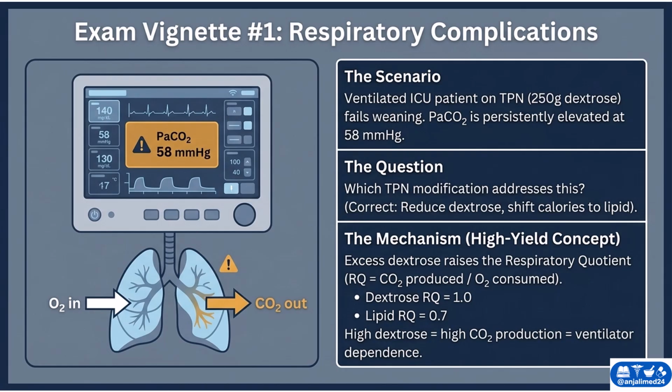Let's apply this concept with a clinical scenario. A ventilated ICU patient receiving the TPN has persistent hypercapnia with a PaCO2 of 58 millimeters of mercury, making ventilator weaning difficult. The correct management is to reduce the dextrose content of TPN and shift more calories to the lipids. Why? Because dextrose has a respiratory quotient of 1.0, producing more carbon dioxide during the metabolism, while the lipids have a respiratory quotient of only 0.7, generating less carbon dioxide.